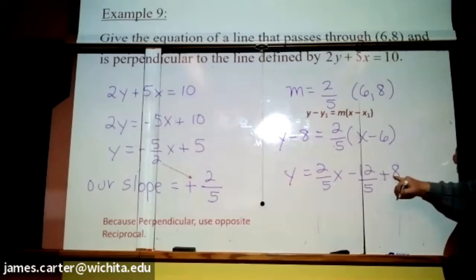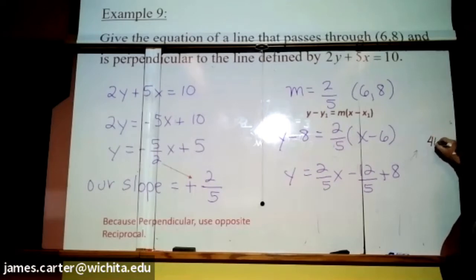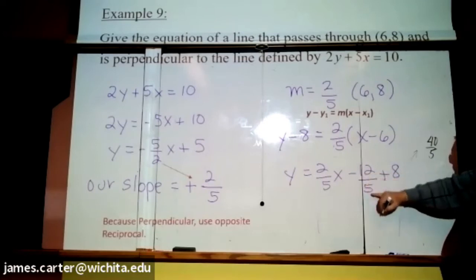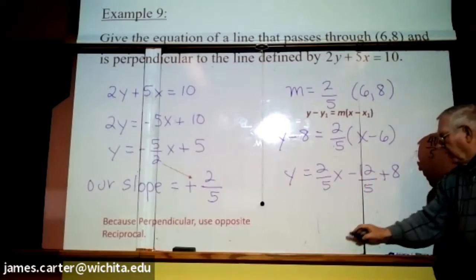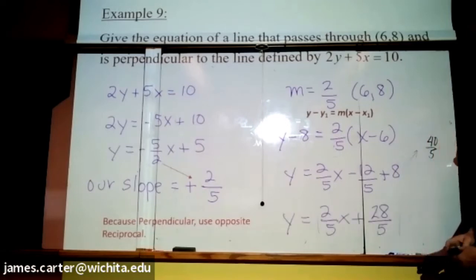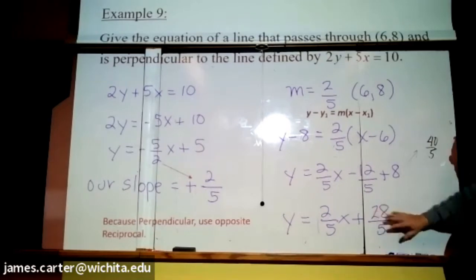Before we can add these two numbers, we have to change this 8 into 40/5. So -12/5 and 40/5 can then be simplified. 40 minus 12 is 28. That's where that 28 came from.